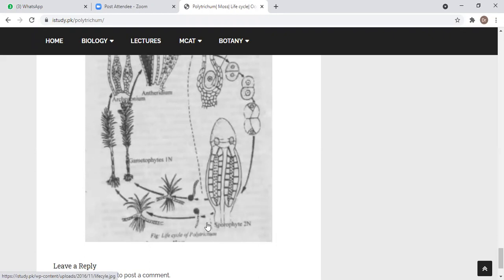So the capsule is the most important part here in the sporophytic generation, and this capsule consists of the basal apophysis. This is the theca region, and this is the upper operculum, or the lid-like structure. In the theca, you can see the archisporial sac, and you can see how many spore sacs there are in the theca region.